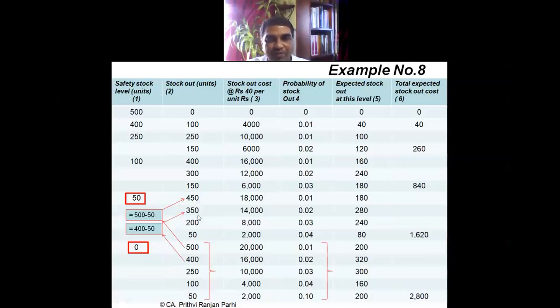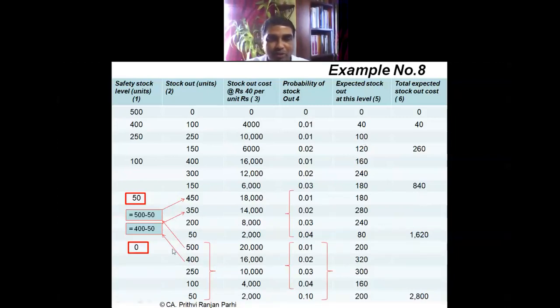Like this, I can calculate 450, 350, 240, and the probabilities will be the same, probability 1, 2, 3, 4 will be here. Not all these four probabilities I am taking here. These are the probabilities. Accordingly, I can calculate stock out cost and the expected cost.